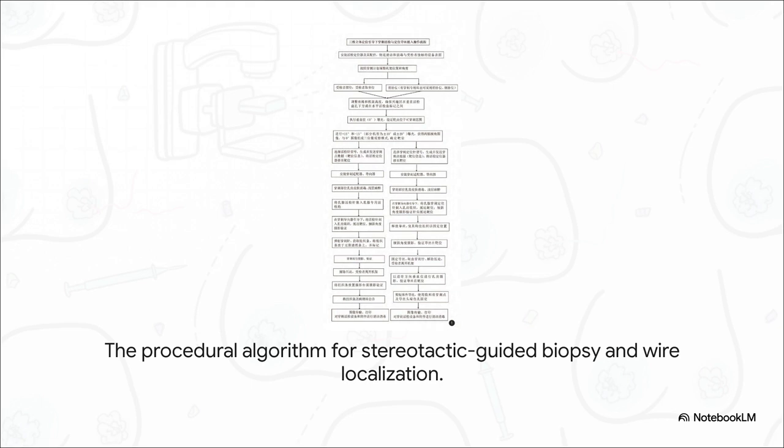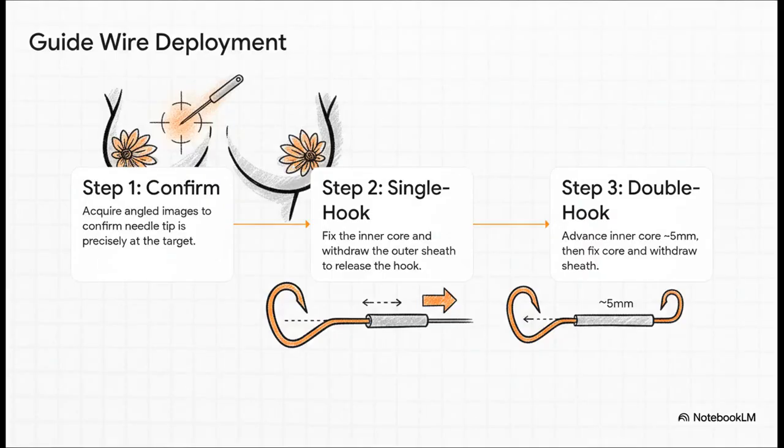Once you've confirmed your target, the workflow splits. You either advance a core needle for a biopsy, or you deploy a guide wire for localization. But no matter which path you take, both end with a mandatory post-procedural verification. That step is non-negotiable. Pay close attention here, because guide wire deployment is a step where things can easily go wrong. The technique is entirely device-specific.